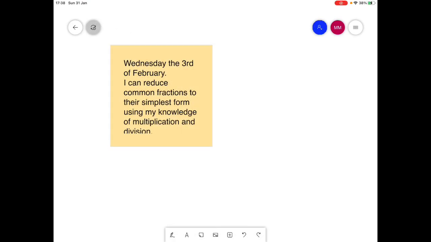This is Wednesday, the 3rd of February's 2.2 lesson, and today's success criteria is I can reduce common fractions to their simplest form using my knowledge of multiplication and division.